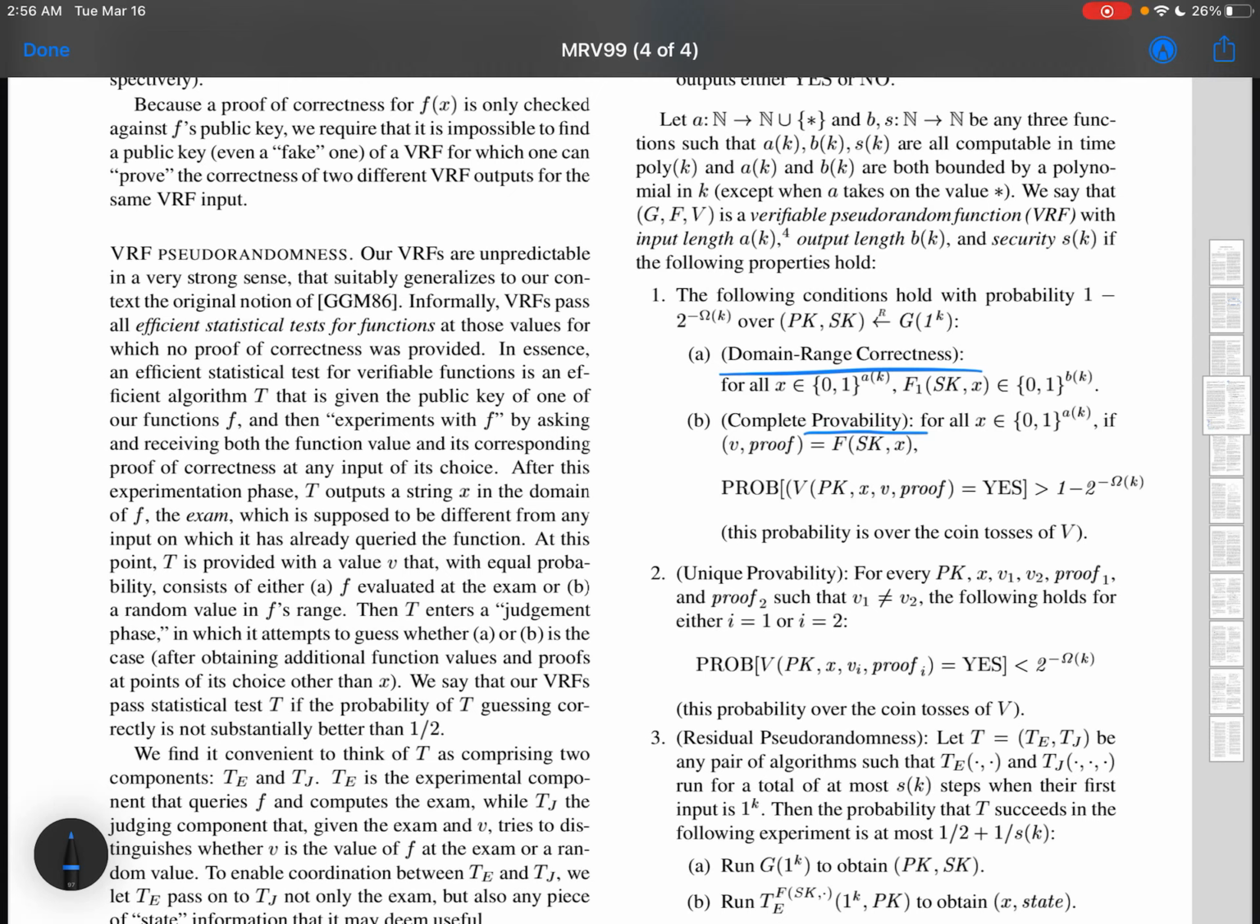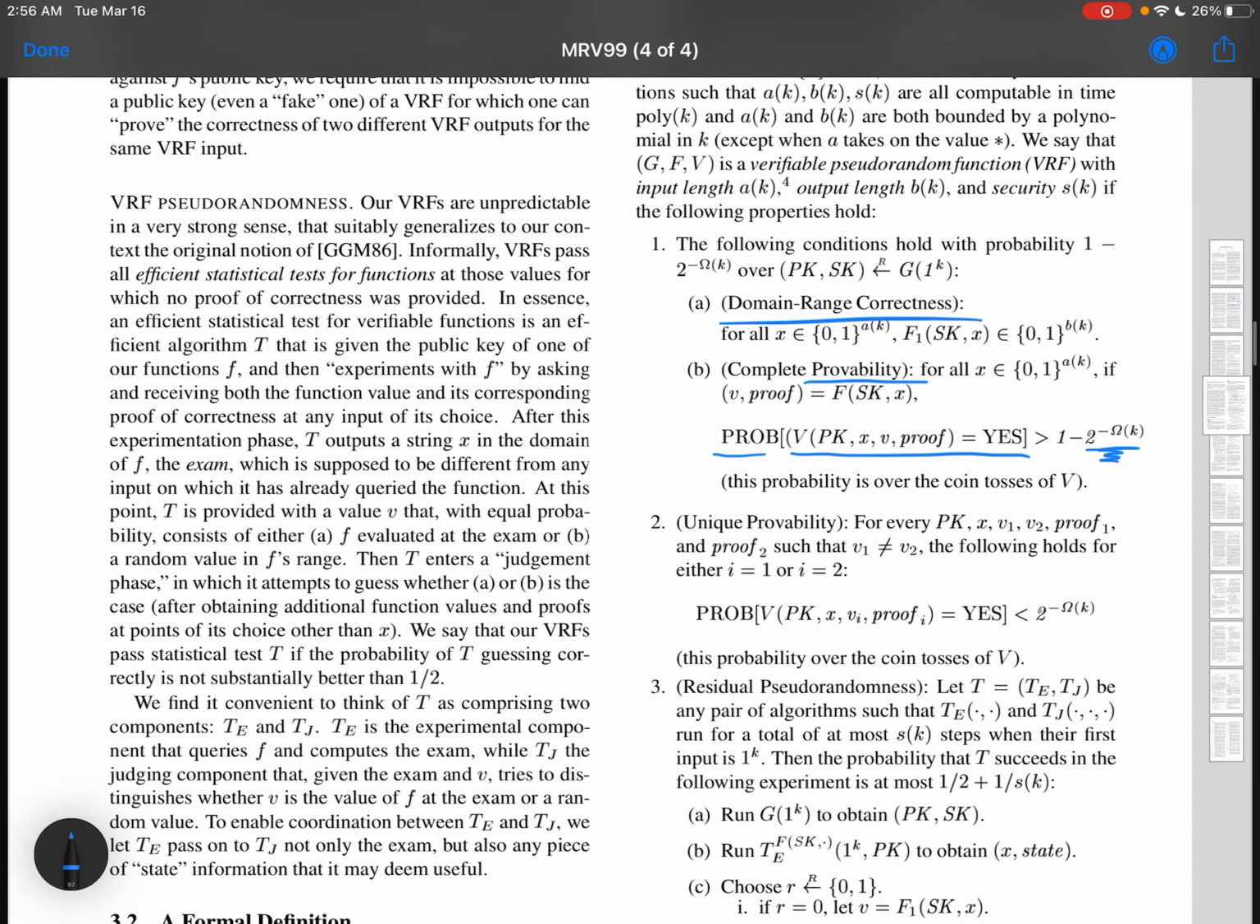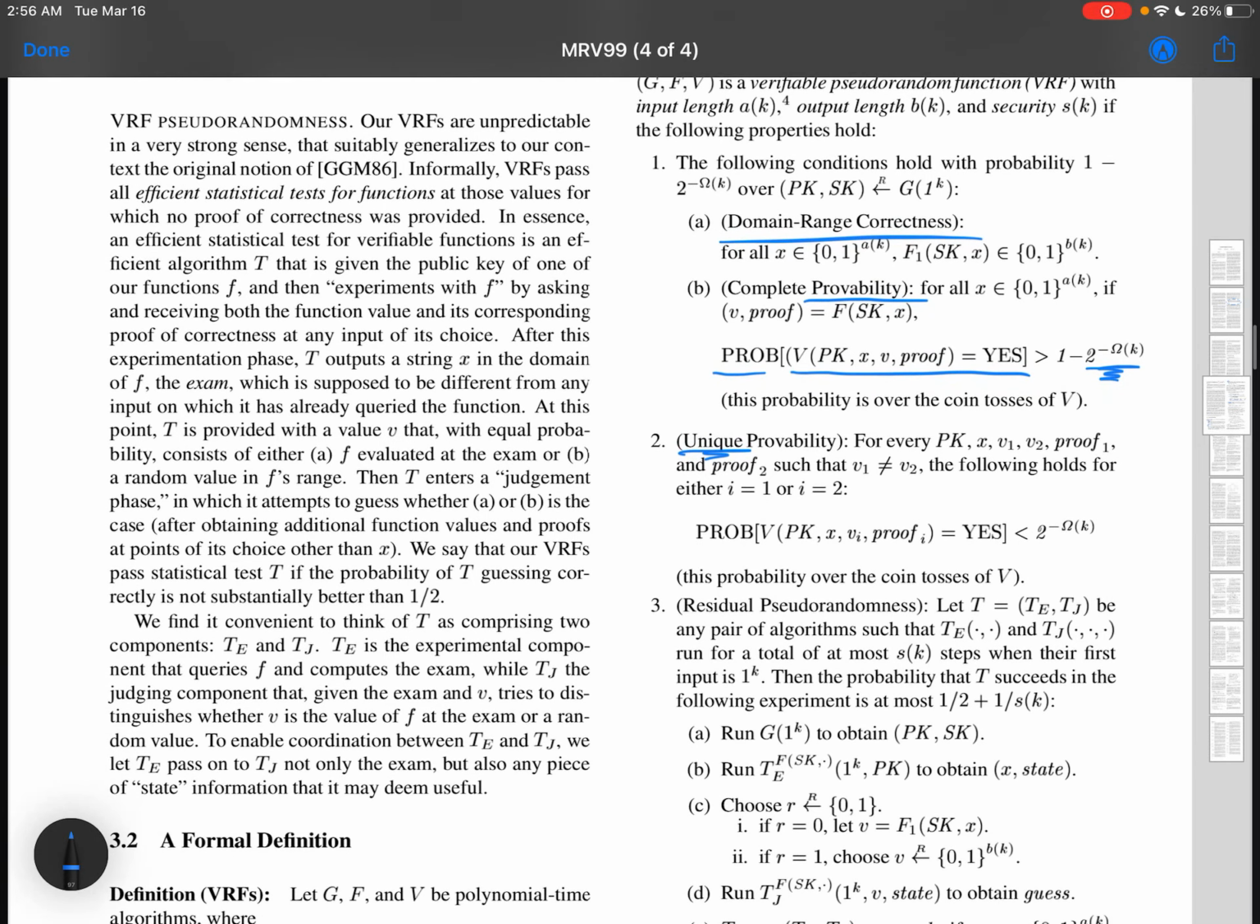So here this says the probability that the verifier on correct inputs is correct with probability 1 minus an exponentially small value. In other words, it's correct with overwhelming probability. So more modern definitions actually remove the probabilistic part of the statement. And actually the same is true of uniqueness. So for uniqueness, this states the probability that the verifier on two different random inputs based on the same commitment X is going to accept with negligibly small probability.